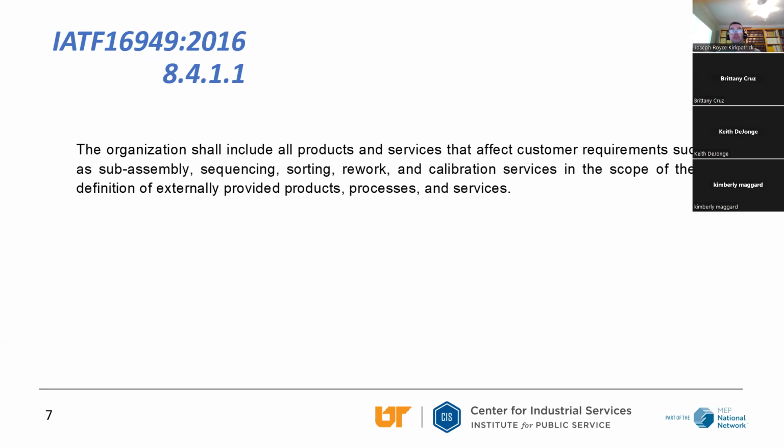IATF says that the organization shall include all products and services that affect the customers, such as sub-assemblies, rework, sequencing, sorting, calibration services. Those need to be included in the scope that we define for our externally provided processes, products and services. So most of the time we talk about calibration. Yeah, we need to make sure we're using approved laboratories, external labs.